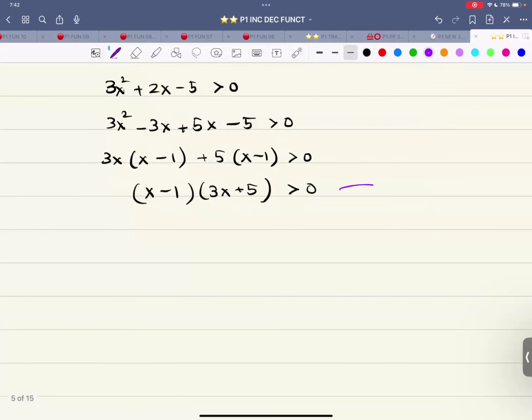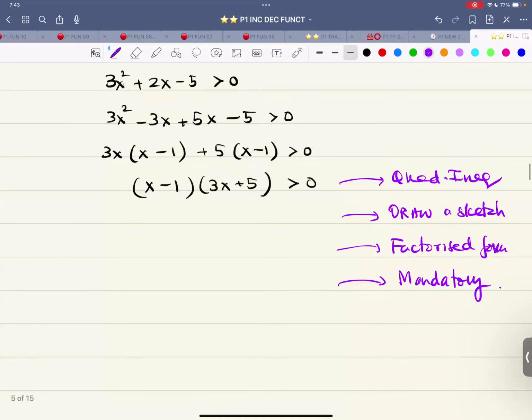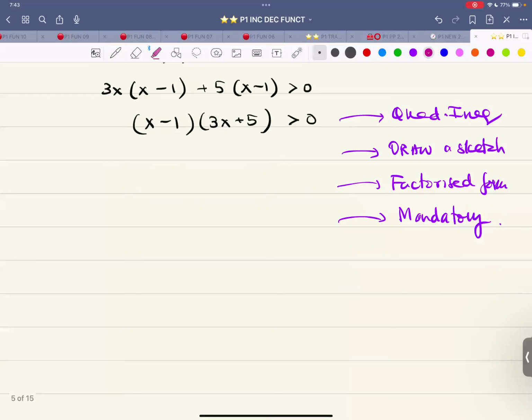Now, always remember, whenever you have a quadratic inequality, drawing a sketch based upon the concept of the factorized form is a must. It is mandatory, it is necessary. So what we do is draw a horizontal line, and we draw a curve like this. We mark the points, the roots. The coefficient of x squared is positive, that's why this is the shape.